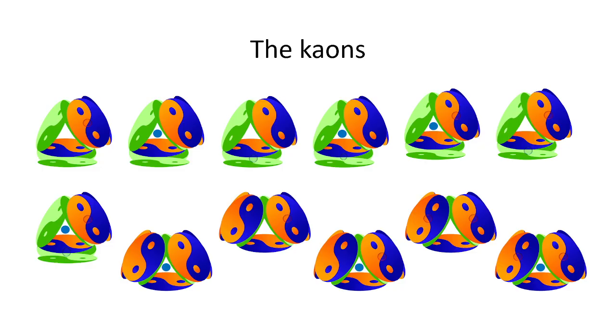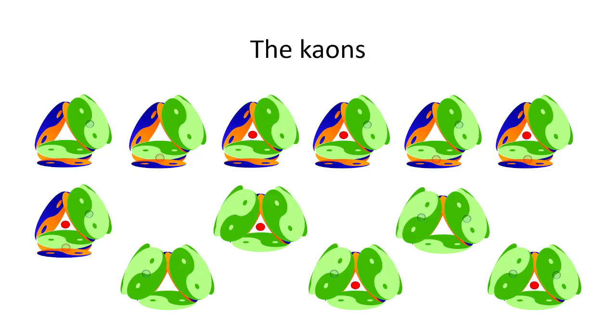Kaon family. Kaon family are composed of three chrominates with at least one chrominate charged in positron or electron. This is the first group. Here is the second group.